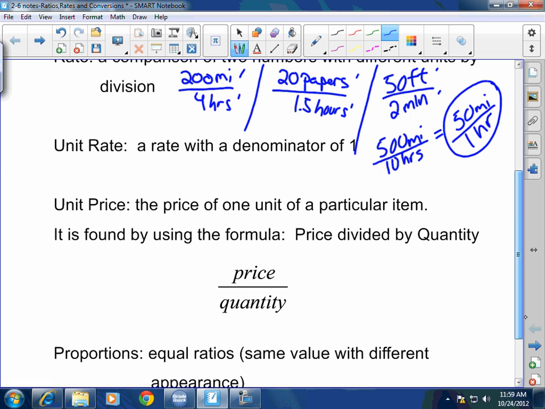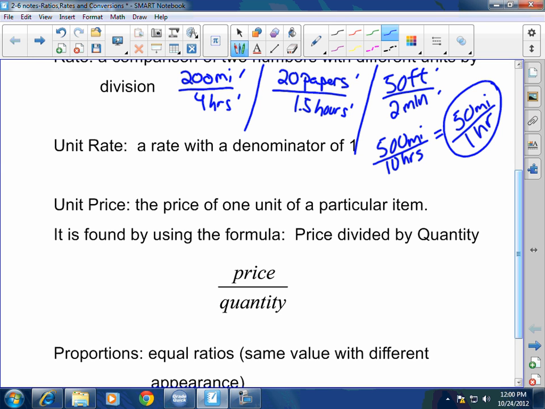Awesome. Now, unit price. Unit price is also a unit rate, okay? Except we're talking about money. The unit price is the price of 1 unit of a particular item. It is found by using the formula price divided by quantity.